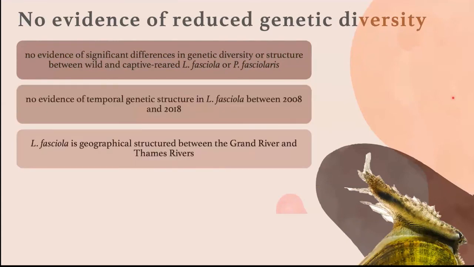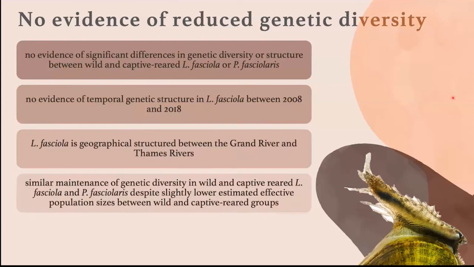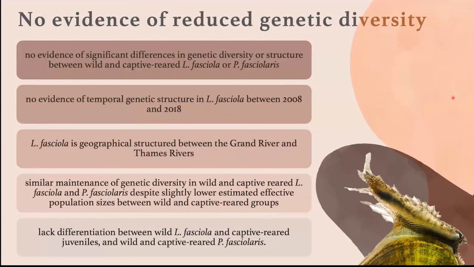We see no evidence of temporal genetic structure in Lampsilis fasciola between 2008 and 2018. And these temporal and river structure results are similar to other studies on this species, like Galbraith et al. 2015 and Zanatta et al. 2007, with structure between the Grand and the Thames rivers. We also see a similar maintenance of genetic diversity in wild and captive-reared individuals in both species, despite lower estimated effective population sizes in the captive-reared group. We do not see any distinction between wild and captive-reared individuals for either species.